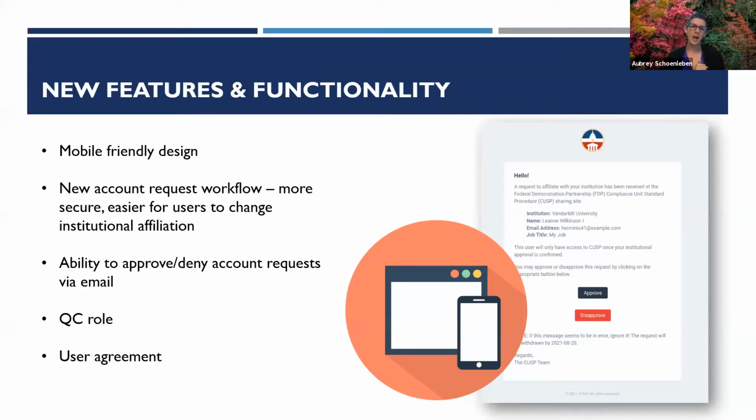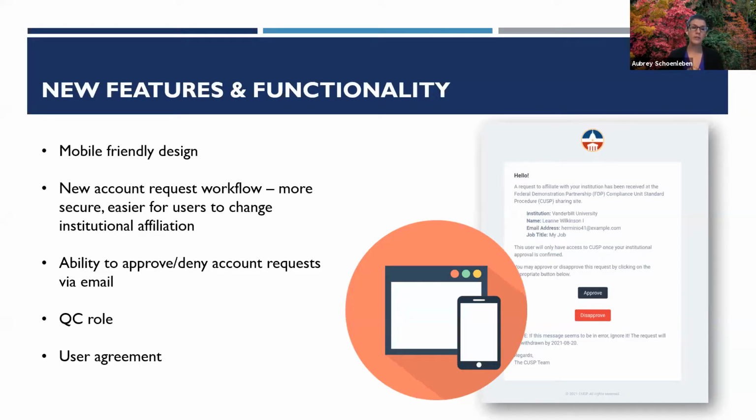We've also adjusted the account request workflow a little bit so that it is now more secure. One security feature that's been included is having the user verify their email address before that account request is then progressed over to an institutional representative for review. This new account request workflow also makes it easier for users to change their institutional affiliation over time if they happen to switch institutions over the course of their career or their interaction with the Cusp system. So that's been really nice.